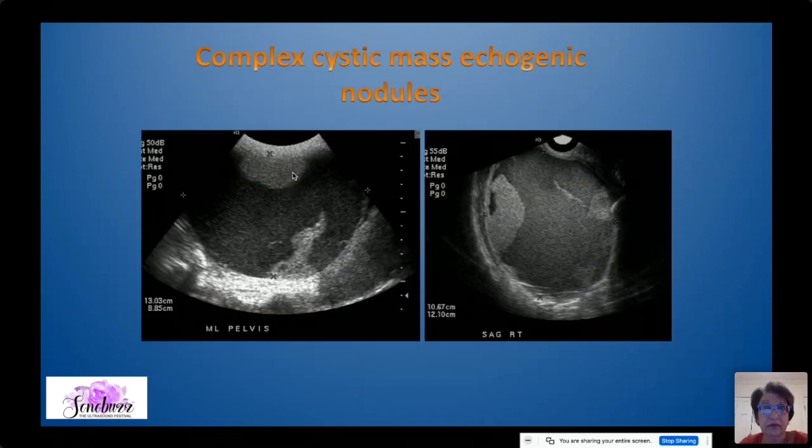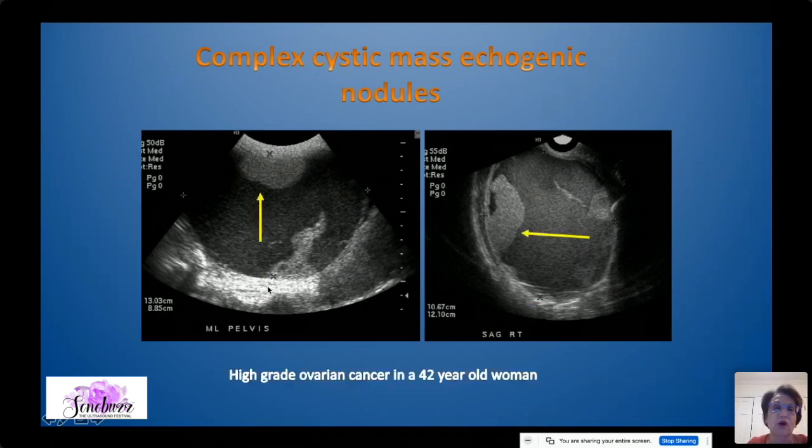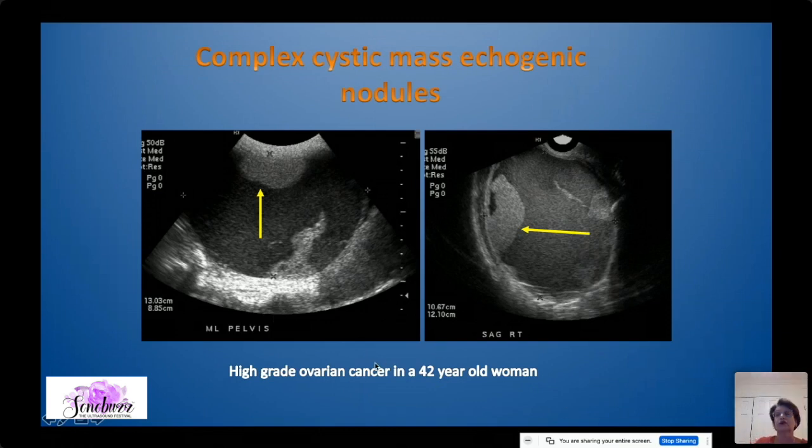Now, again, be careful, because if it's a cystic mass and there are echogenic nodules, you want to make sure that there is shadowing to call it a cystic teratoma. In this particular case, there is no shadowing, and this was a high-grade ovarian cancer in actually a young woman. So by her age, she really could very well have had a cystic teratoma, but there is nothing in this case. There are echogenic nodules, but they're not shadowing.